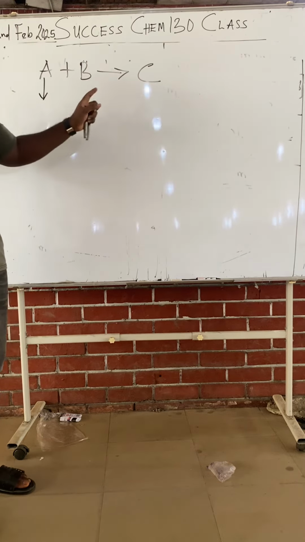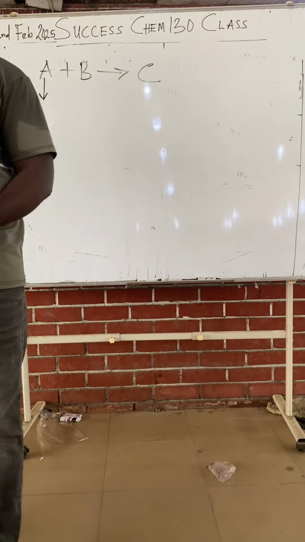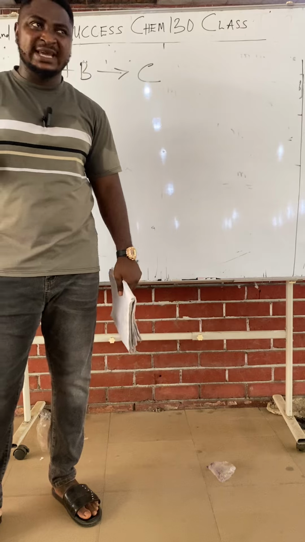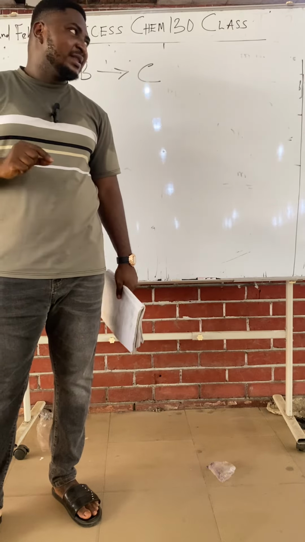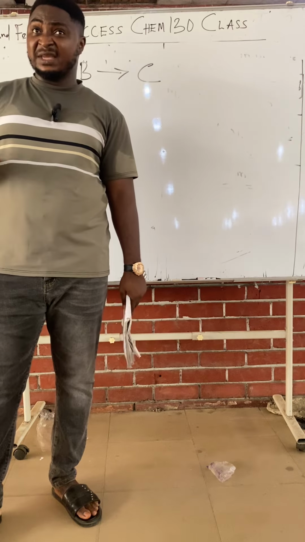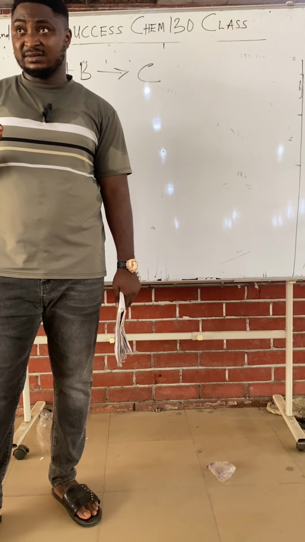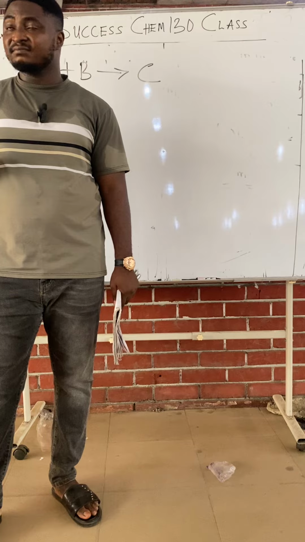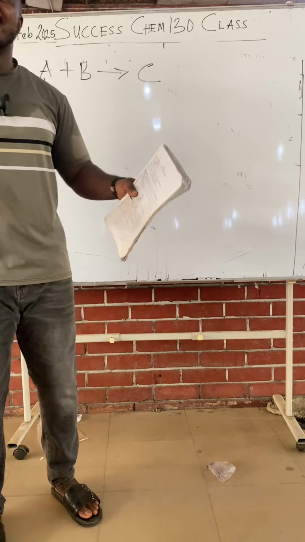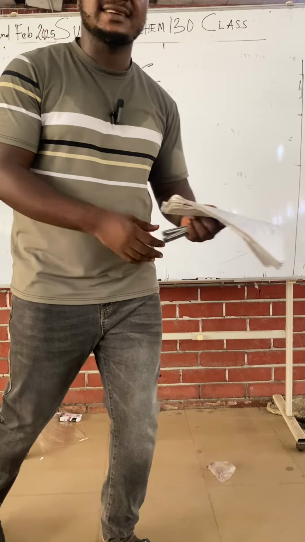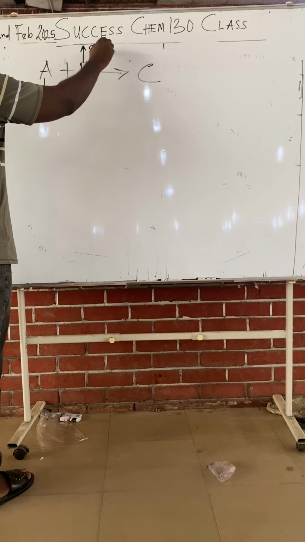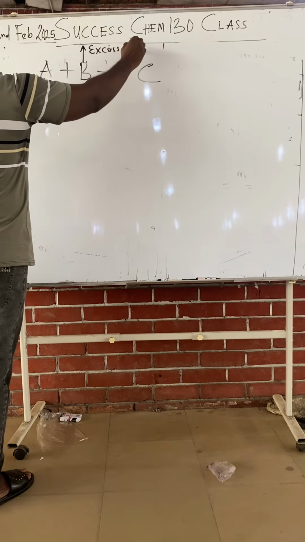Therefore, the limiting reagent also determines the maximum amount of product that can be obtained from a given chemical reaction. Because the reactant that finishes first is called the limiting reagent. The reactant that is still remaining is called the excess reagent. Class, so we have the limiting reagent and we have the excess reagent.